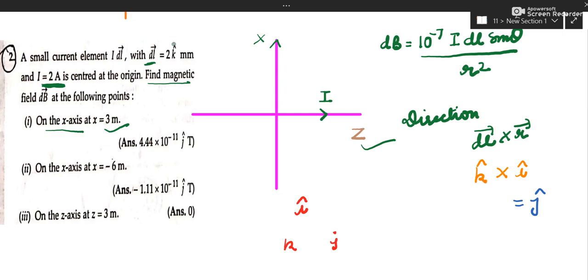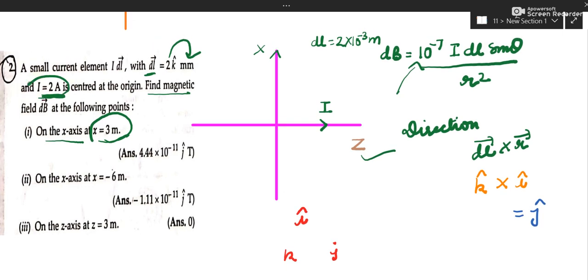If you look at it, this is length of the current element, 2 mm. You can convert into SI unit. So my length of the current element would be 2 into 10 to the power minus 3 meters. And distance is here. So again mu naught by 4 pi, which is 10 to the power minus 7. Current is there as 2 ampere. So this will be substituted here. And length of the current element we have just written. Sin theta is 90 because the point is on x-axis. Current is along z-axis. So theta is 90. And distance is given as 3 meters. You can substitute and you can find out for each numerical.